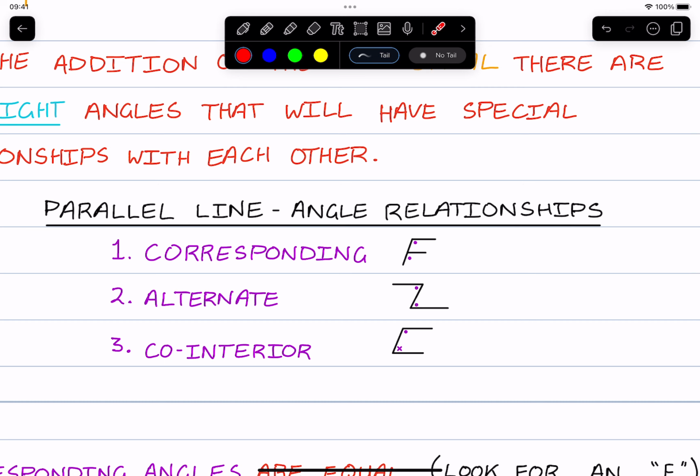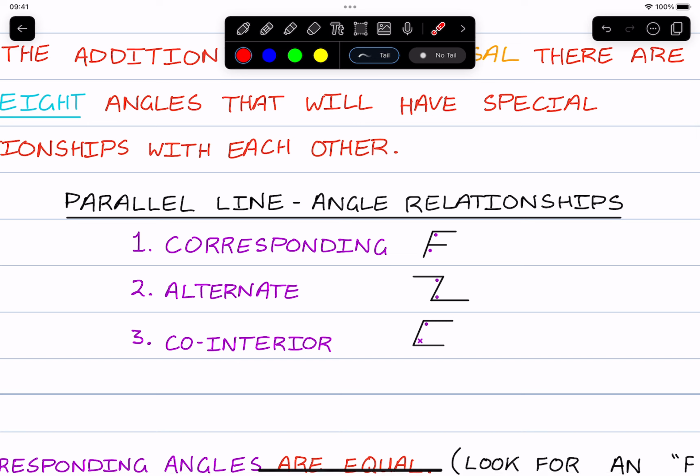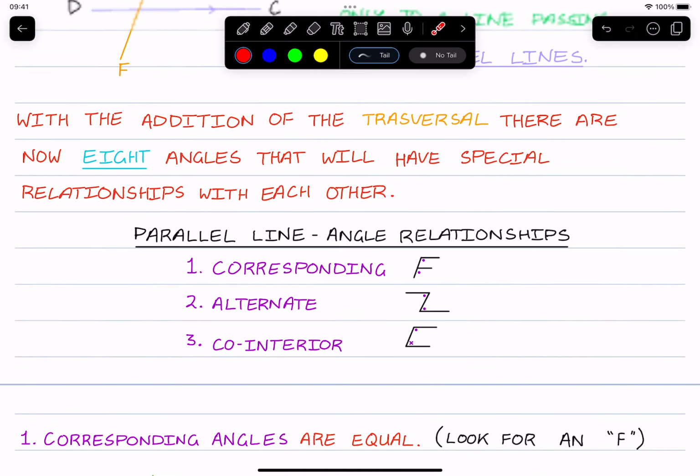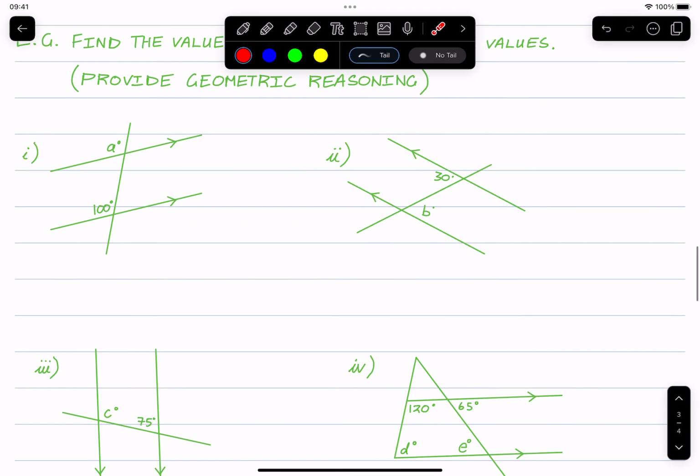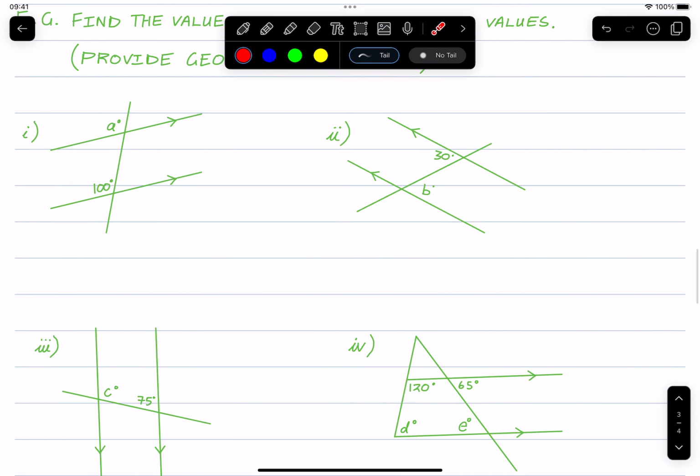Hello class, this is a continuation of angles in parallel lines. In the previous video we saw the three different relationships of angles within parallel lines. Let's now take a look at a few examples of applying this. Once again, you can pause the video and give this a go whenever you like. Alright, so here we go.